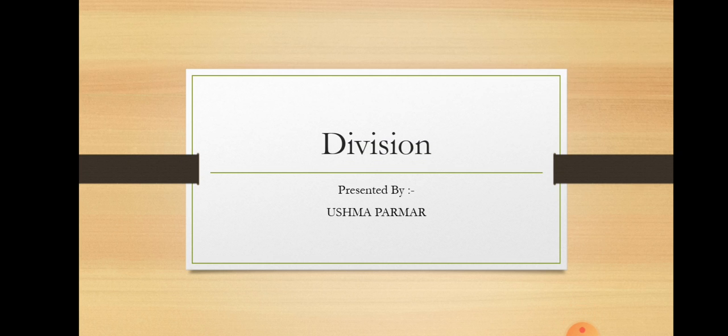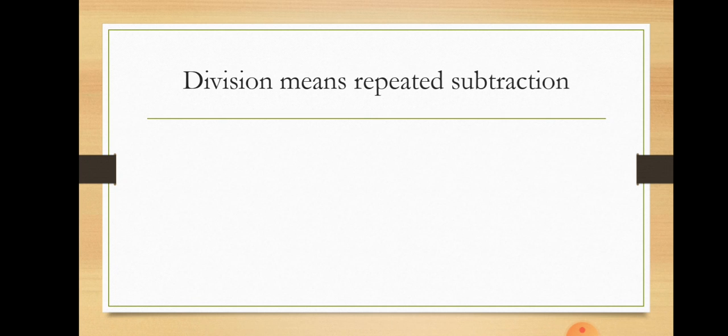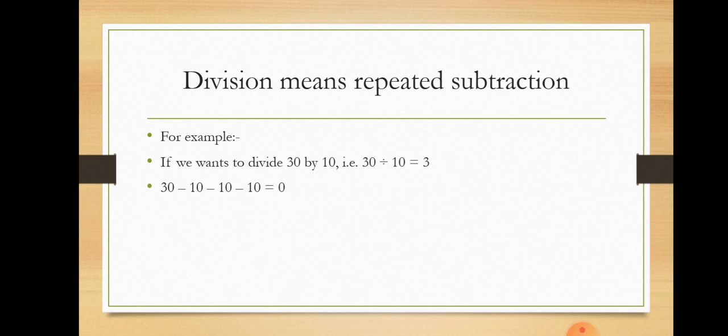Children, division means repeated subtraction. That you all know, as we have done in our class. For example, if we want to divide 30 by 10, then our answer is 3. As repeated subtraction, you will minus 10, again minus 10, again minus 10 from 30. So 3 times you will minus 10 till the answer comes 0. You have to minus till 0 comes.